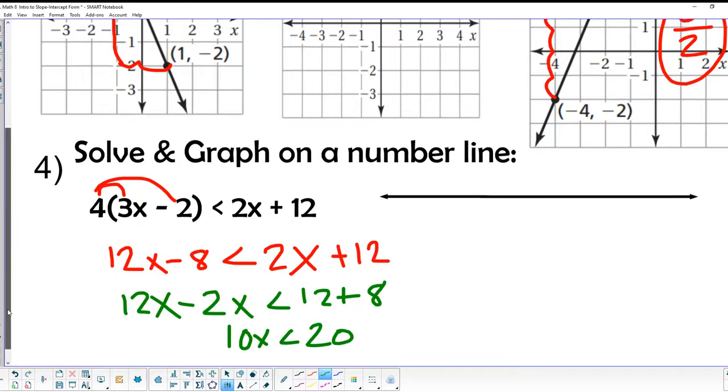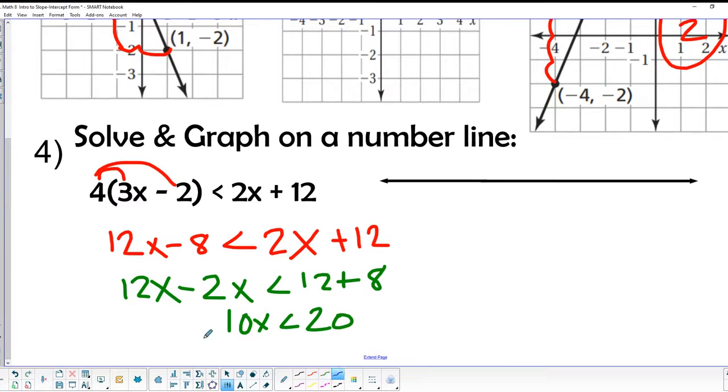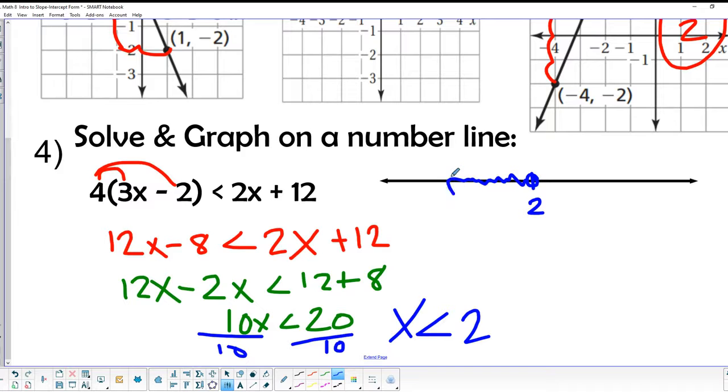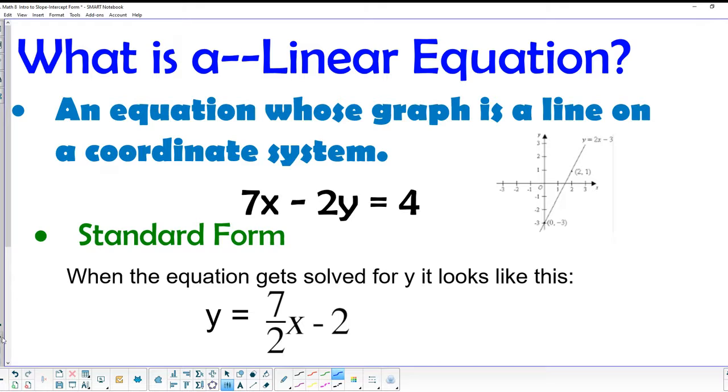So pretty straightforward from here. You just divide both sides by 10, and you end up with an inequality of x is less than 2. So on our inequality line here, if this was the location of 2, we'd have an open circle, and we would have an arrow pointing to the left. Just like that. All right, moving on.